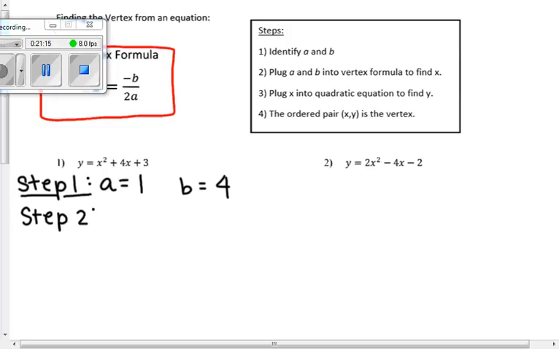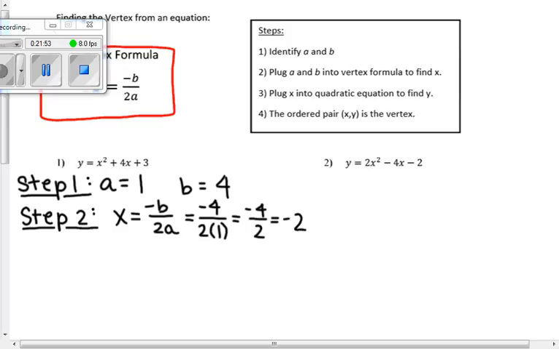Step 2. This is where we're plugging into the vertex formula. Specifically, we're getting the x value. So we have negative b over 2a. Well, b is 4, and that negative tells me to do the opposite of 4. So the opposite of 4 is negative 4. 2 times a. We said a was 1. What is 2 times 1? 2. What is negative 4 divided by 2? Negative 2. So the x value in my ordered pair is going to end up being negative 2.